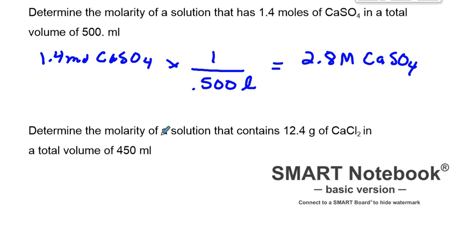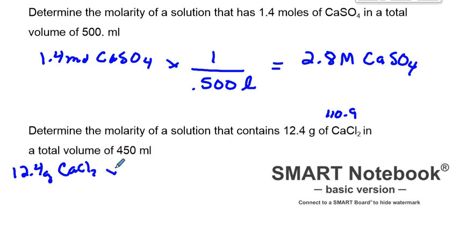Now, next one, what if I've been given grams? Well, you guys know grams need to go to moles using the molar mass of the compound. Now, the molar mass of calcium chloride is 110.9. Okay, so we'll get started with that. Determine this molarity. So now I'm just going to have one extra step to this. I have 12.4 grams of calcium chloride.